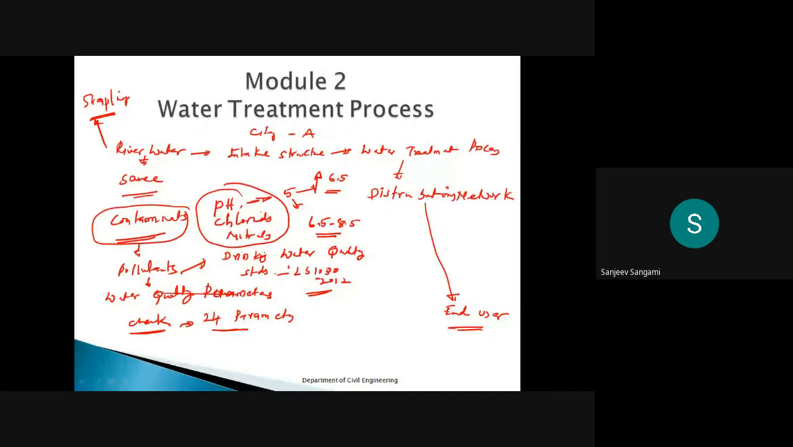What methods are there? Then go for testing first. Once that is done, you have to design what kind of treatment process is needed. This is interlinked with this process.